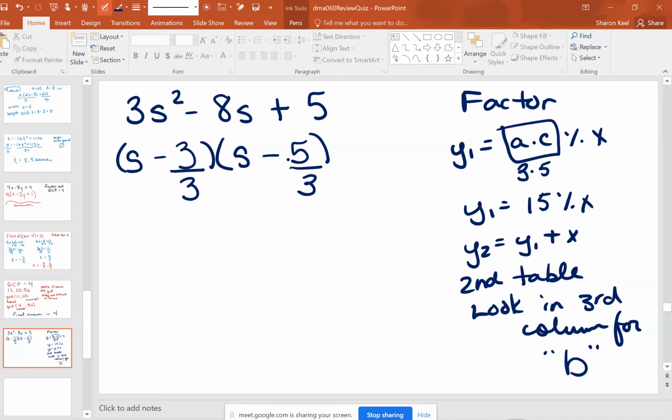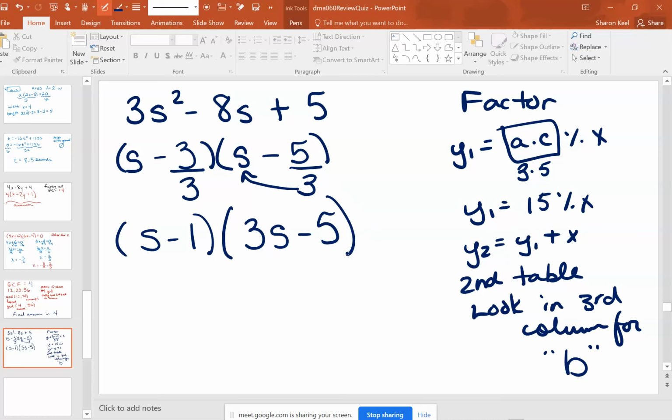At this point, we then need to simplify if possible. 3 divided by 3 is 1. 5/3 does not reduce, but we move the 3 from the bottom up in front of the s and then write the minus 5. And that would be your final solution.